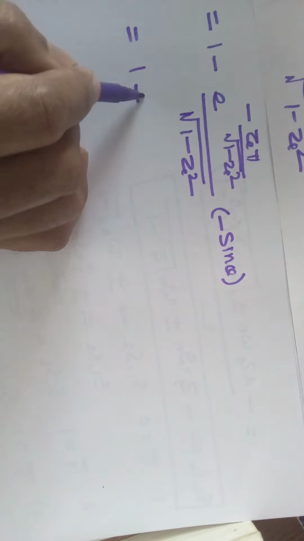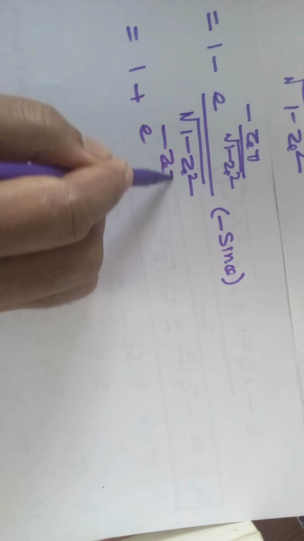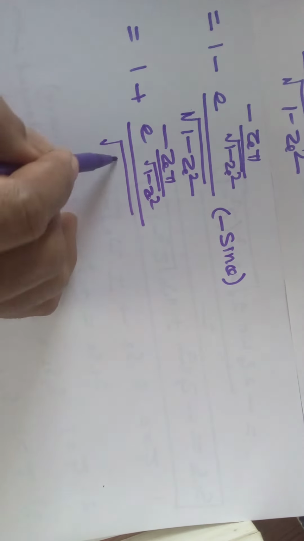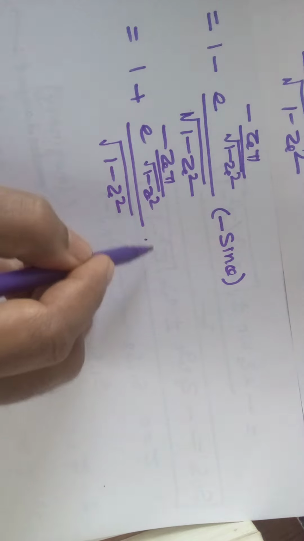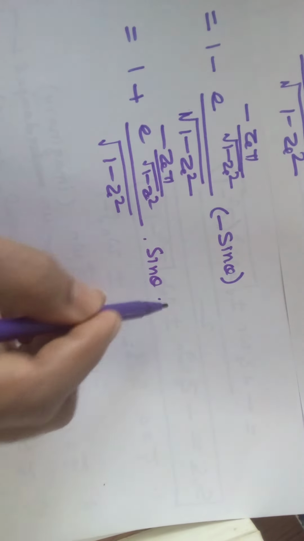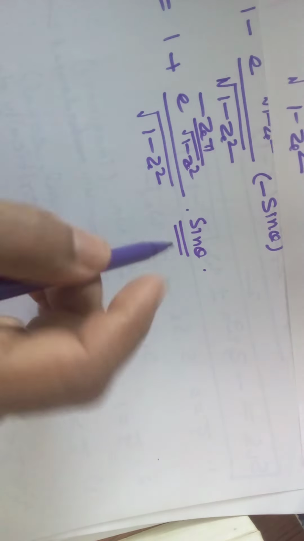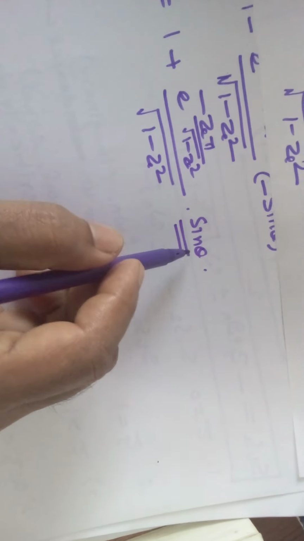Understood? Therefore we can write this as 1 plus e power minus zeta pi divided by square root of 1 minus zeta square, the whole divided by square root of 1 minus zeta square, into sin theta. So instead of this sin theta, once again you can substitute from the right angle triangle: square root of 1 minus zeta square.